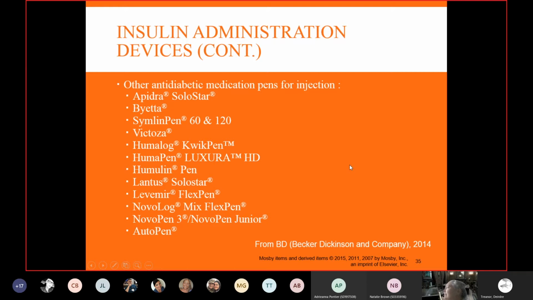Other pens that you'll see: Apidra, Byetta, Victoza, Humalog Quick Pen, Humulin, Lantus Solo Star, and the Levemir Flex Pen. Those are the longer acting insulins. Novolog Mix, NovoPen Junior, AutoPen. Ones that you're going to see more commonly might be Humalog, Humulin, Lantus, and Levemir.